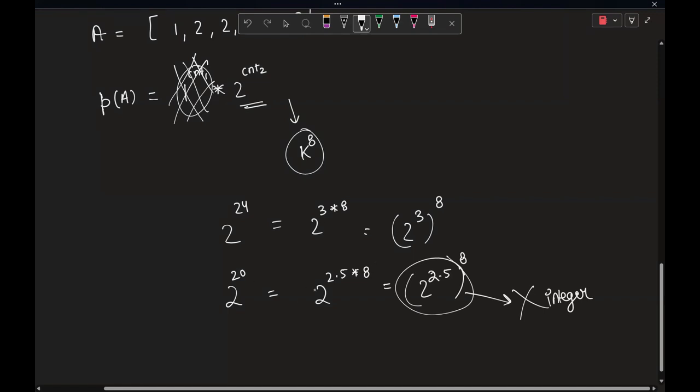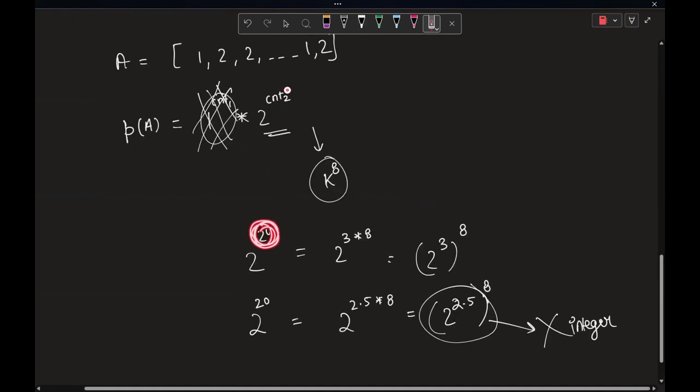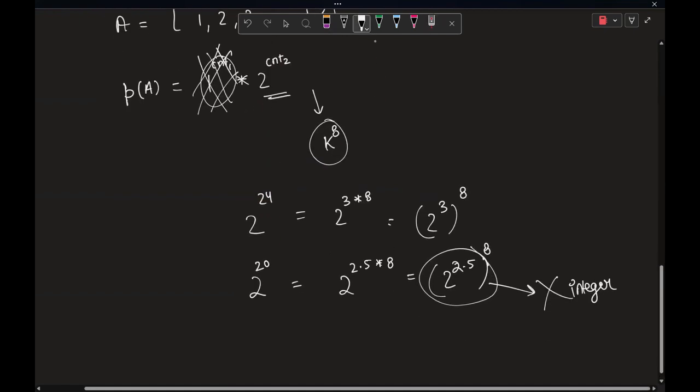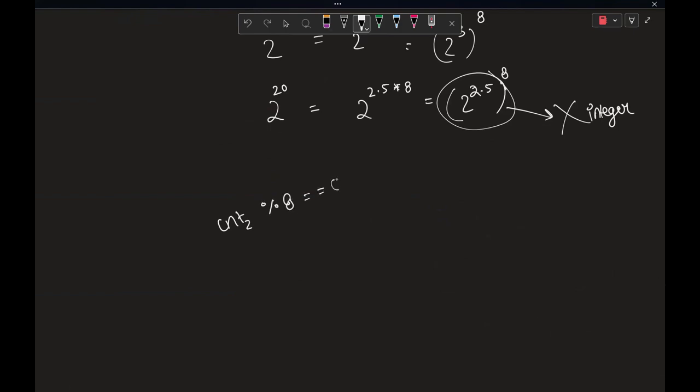So from this, you can conclude that this power, or basically the number of times 2 has been coming, should be divisible by 8. So what you can do is just count the number of times 2 has been coming, and if it is divisible by 8, then print yes, else print no.